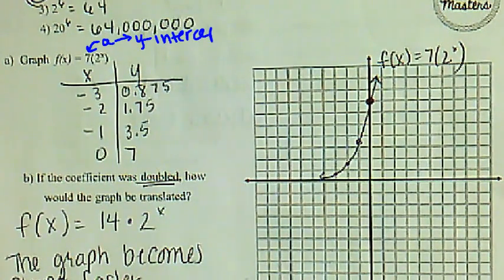Intercept. Okay, so we want to know what happens when we double the coefficient. Again, the coefficient is a. So if we double a, we get 14 times 2 raised to the x power. So if you graph that, remember, we already did this. If this is bigger, then it's obviously going to get steeper faster. Okay, so let's put both of these into our graph.